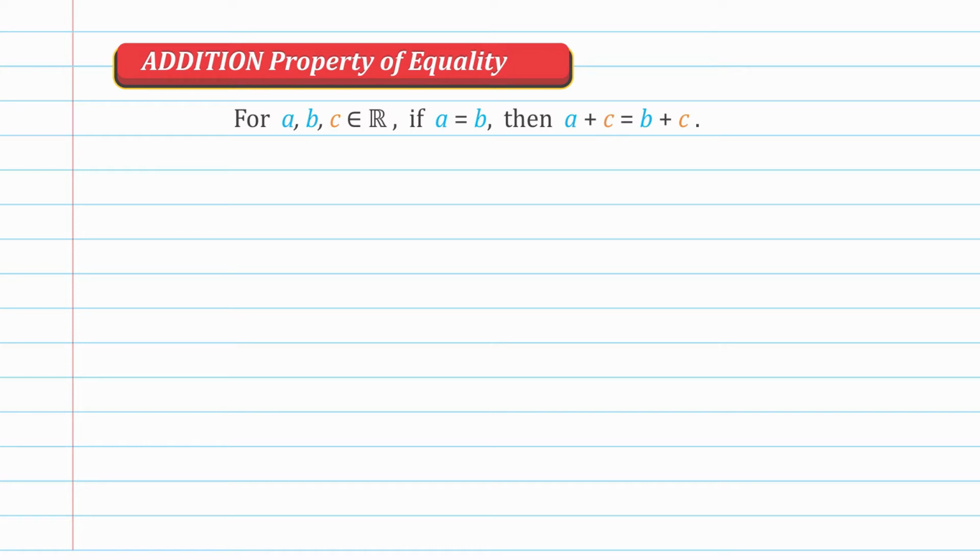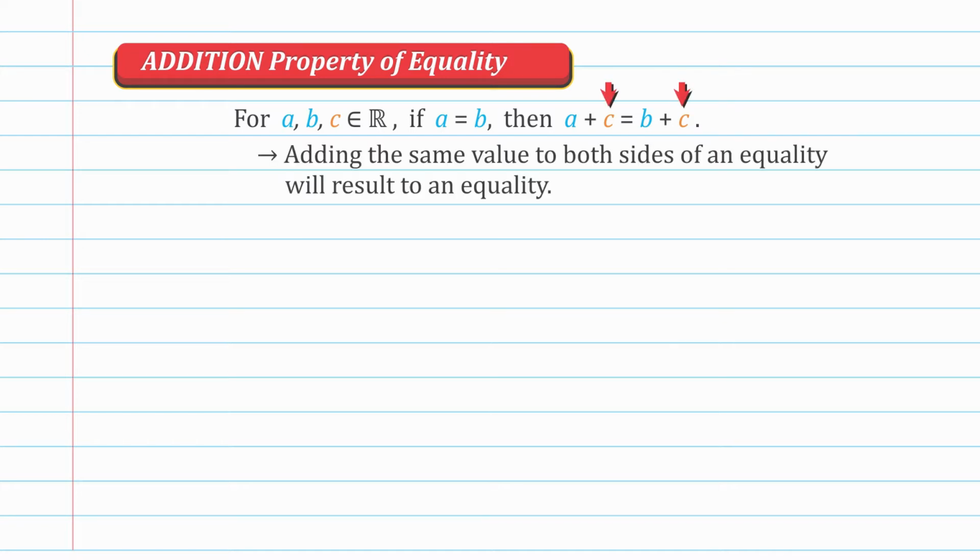Before we solve for variables, let us recall the addition property of equality. It states that for A, B, and C, which are elements of the set of all real numbers, if A were equal to B, then A plus C is equal to B plus C. Now, what does this mean? This means adding the same value to both sides of an equation will result to an equality. So it doesn't matter what you add to the left and to the right, as long as they're equal, they will still be equal. Now, we know that this is true for any value of C.